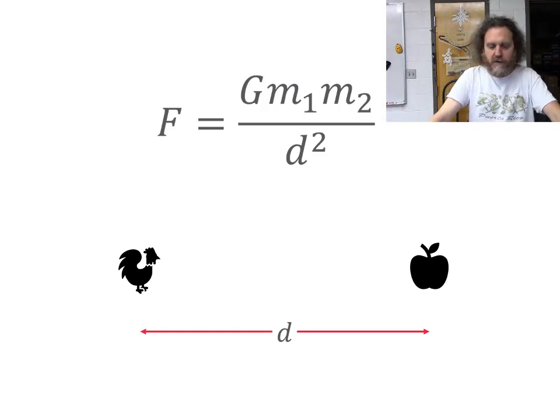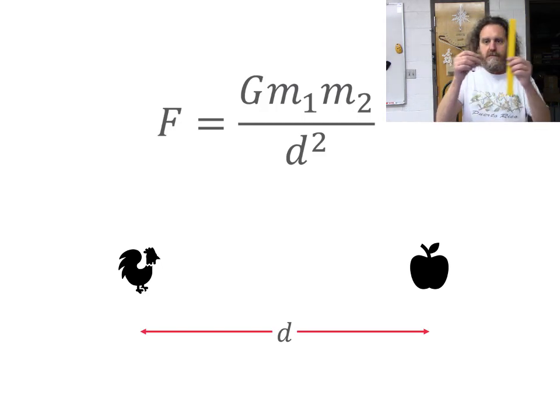So in this figure down here I have a chicken and an apple, and they're separated by distance d. Now a chicken's mass is pretty small, a couple of kilograms, and an apple's mass is also quite small. When you put the chicken's mass in for m sub 1, the apple's mass for m sub 2, this turns out to be a very, very small force. And that is why we don't notice the attractive force between small objects, because it's just very, very weak.